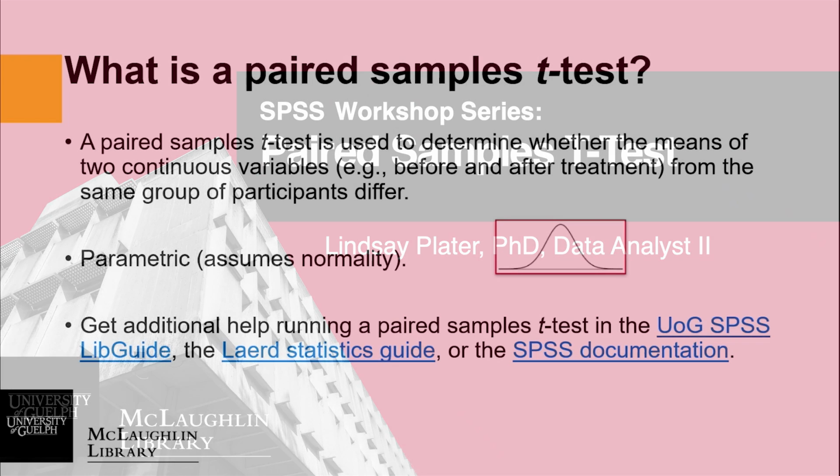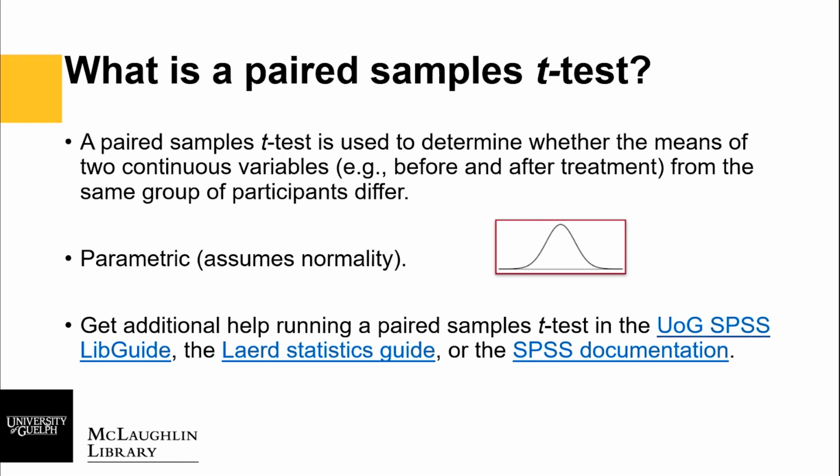So, what is a paired samples t-test? A paired samples t-test is used to determine whether the means of two continuous variables, for example, before and after a treatment, from the same group of participants differ. So, here we're looking for one row per participant. They've maybe got a pre score and a post score, or maybe you're looking at happiness.